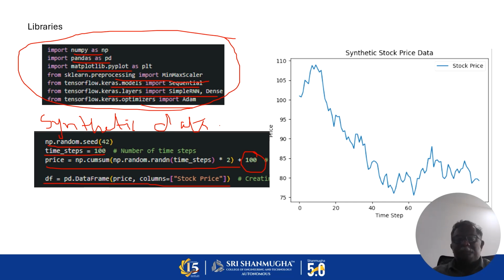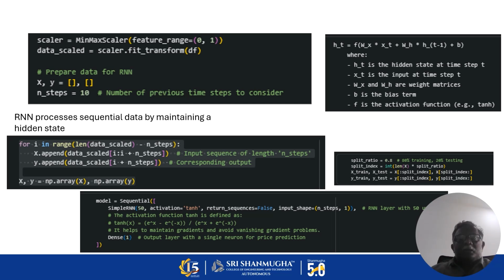Finally we should have the data frame with x and y. As I said, the initial price starts at 100, so this is a stock price that varies as a function of 100 time steps. Whatever value we start with, for example 100, has to be normalized. For the normalization we are going to use MinMaxScaler. The values that we get will range from 0 to 1.